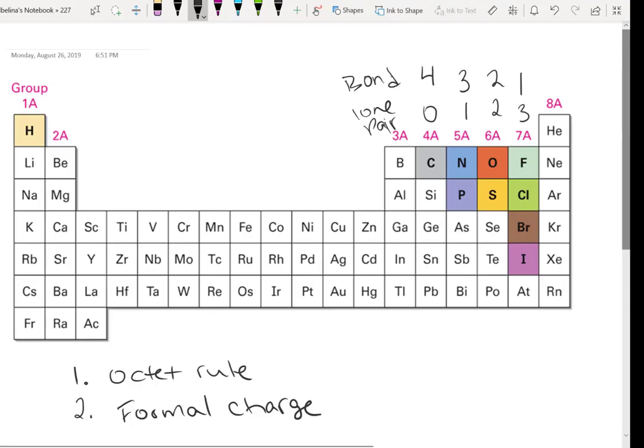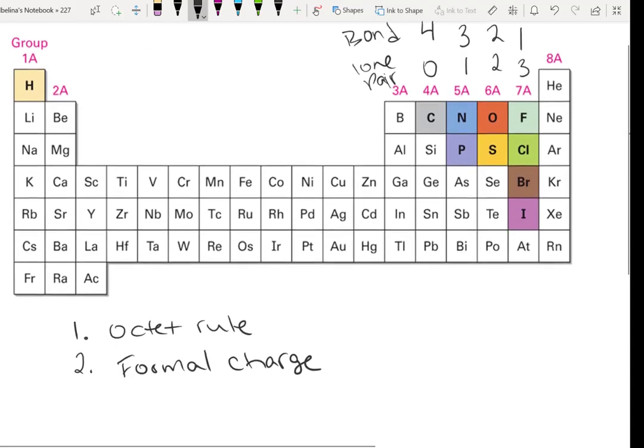So if you remember carbon 4, right, and then count down 4, 3, 2, 1 on your periodic table, and then 0 lone pairs for carbon, and then 1, 2, 3. Moving on, that's a quick way to remember what those atoms look like in molecules when they have 0 formal charge.